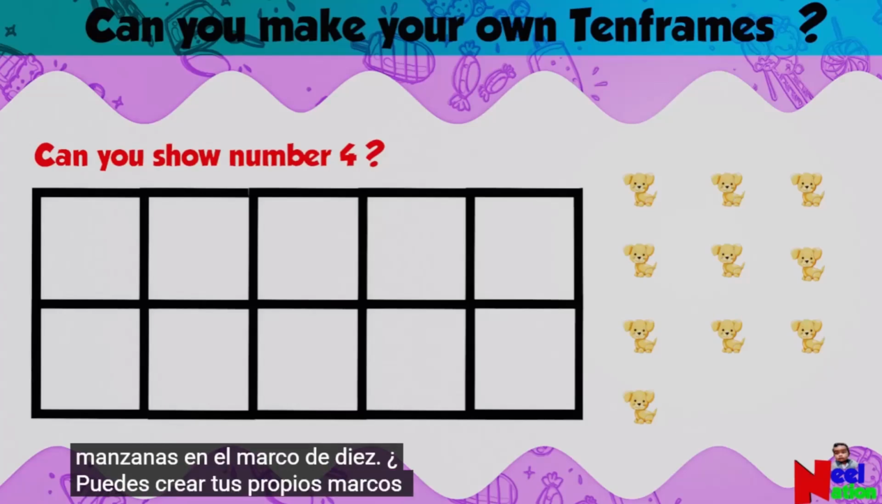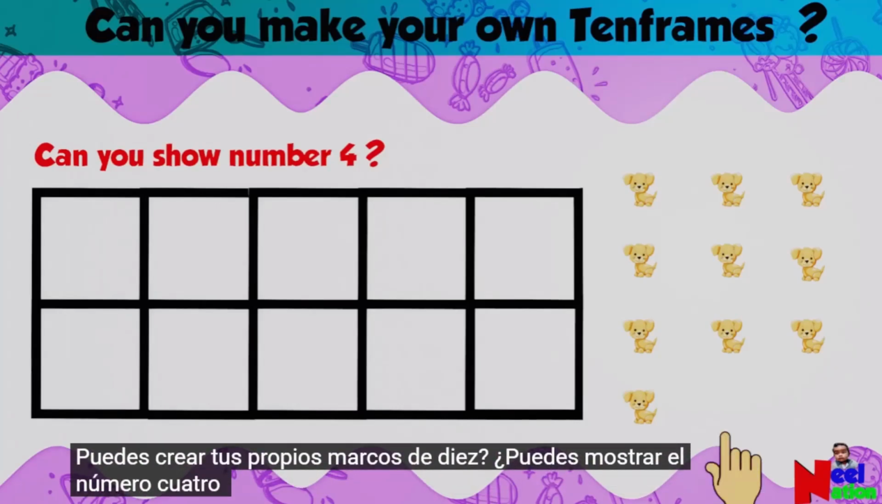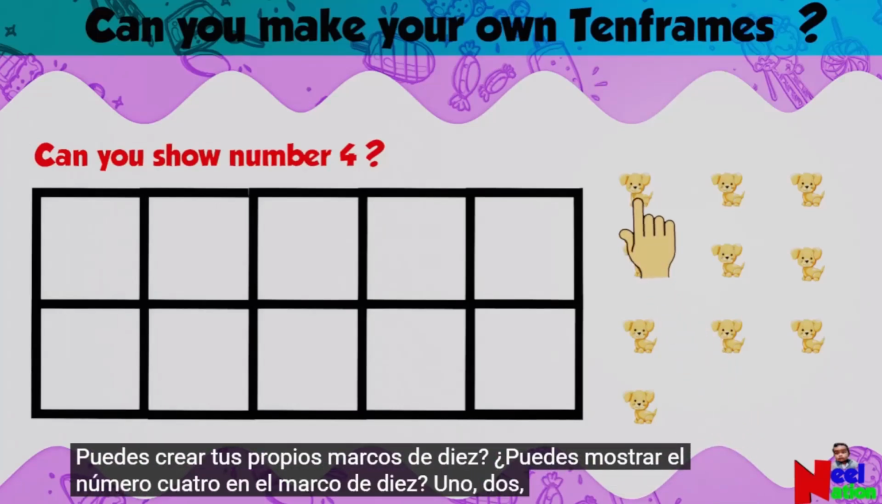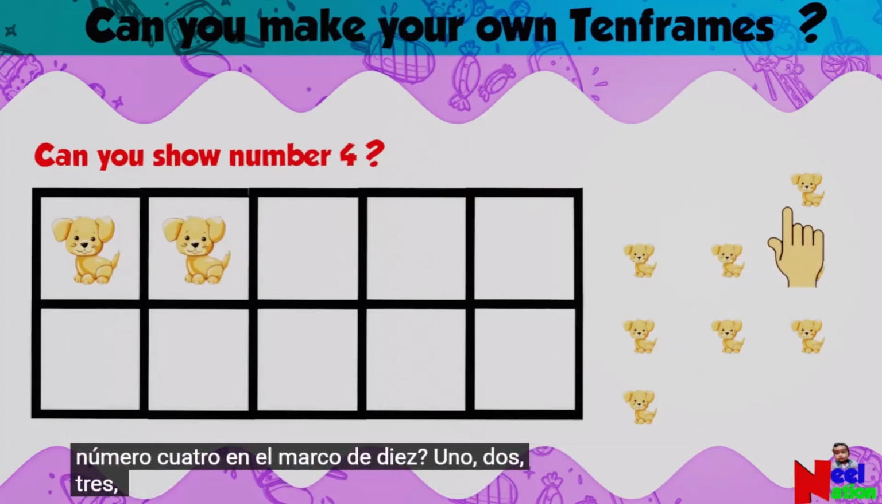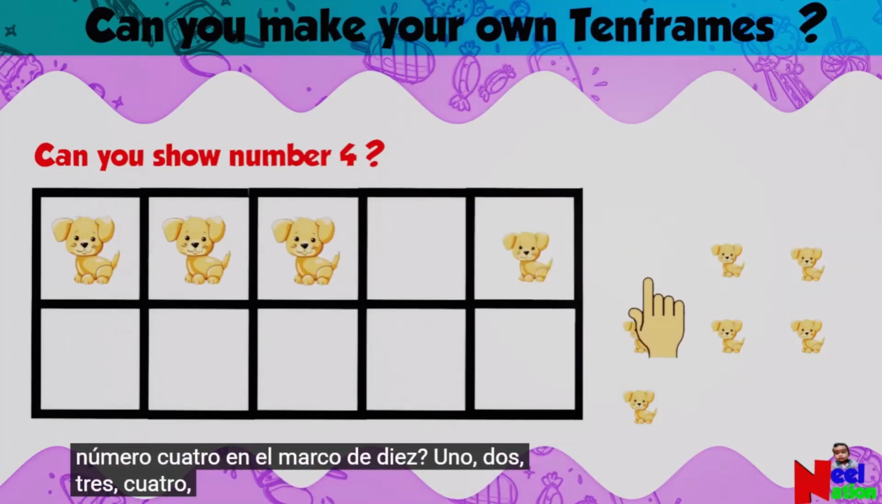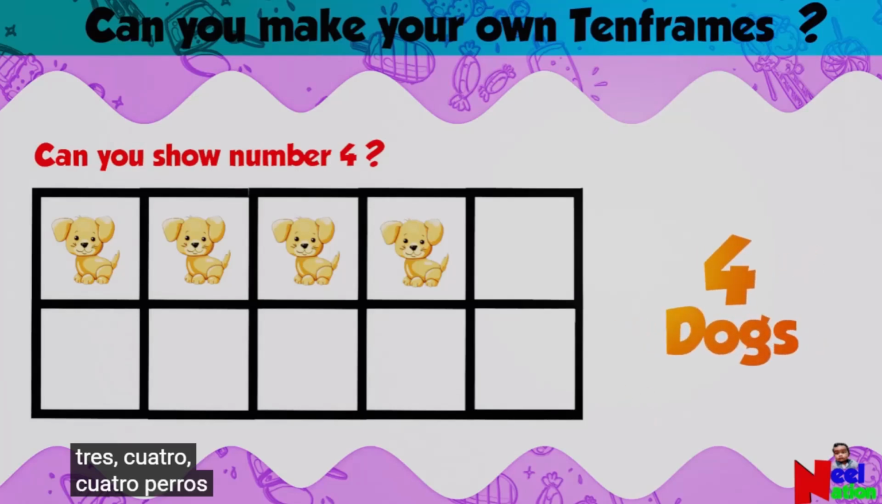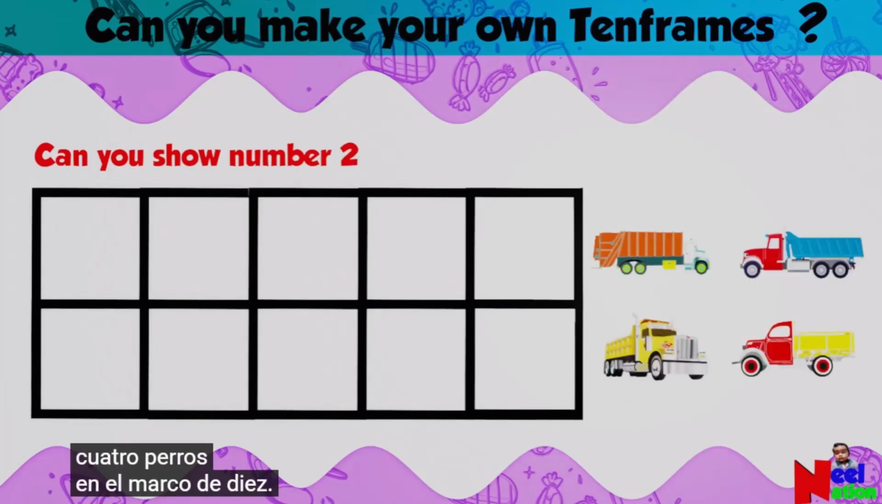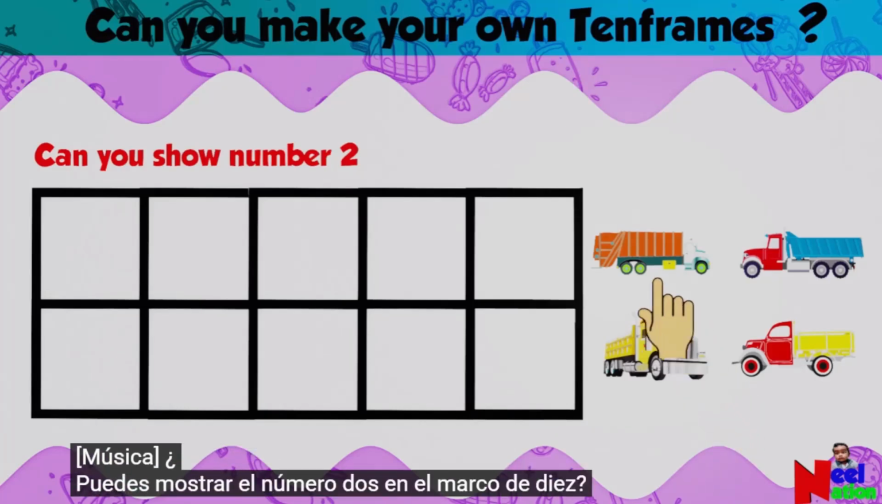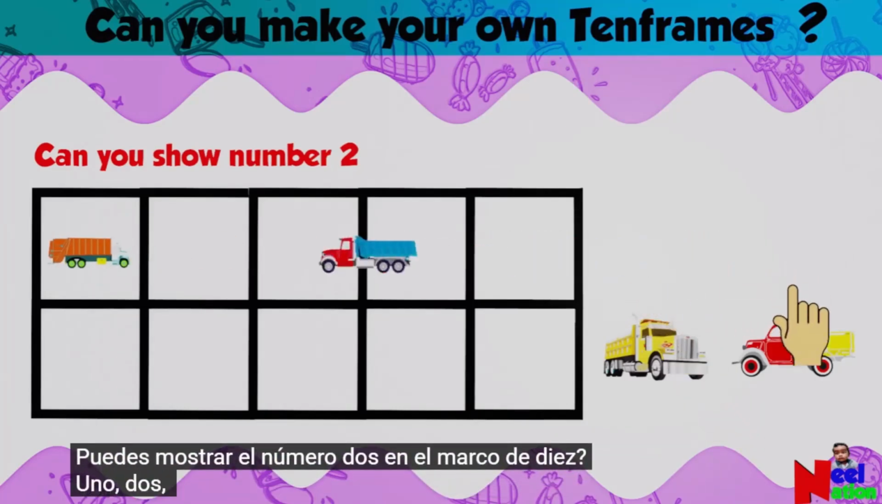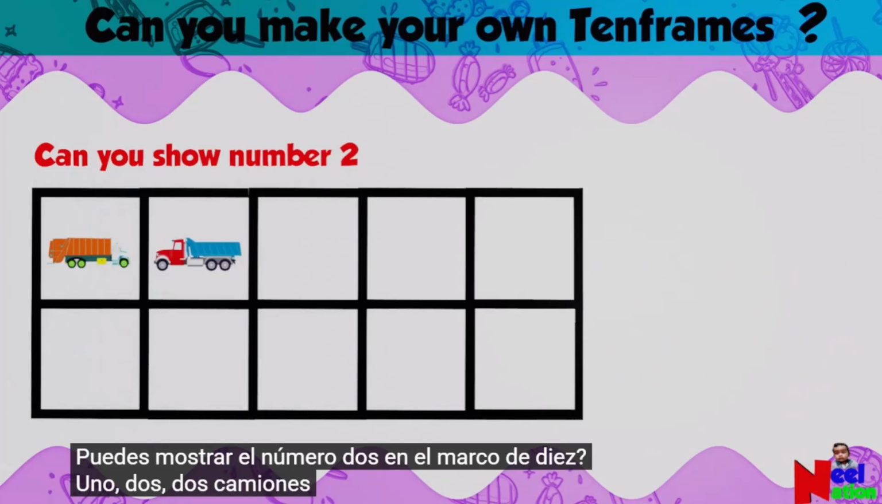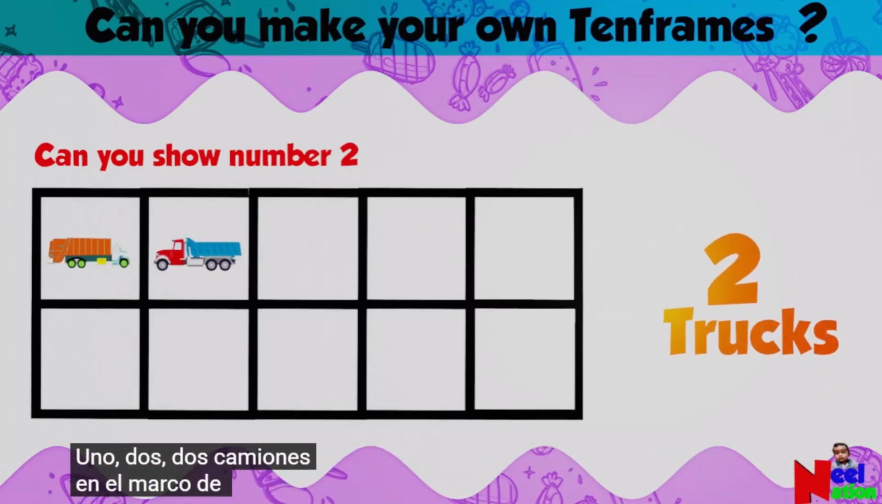Can you make your own 10 frames? Can you show number 4 on the 10 frame? 1, 2, 3, 4. 4 dogs on 10 frame. Can you show number 2 on the 10 frame? 1, 2. 2 trucks on 10 frame.